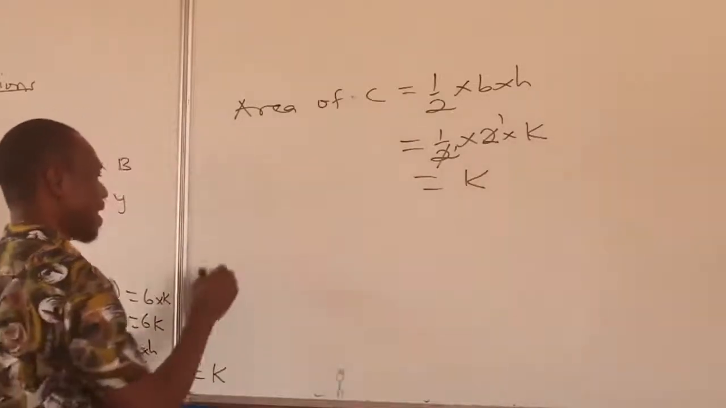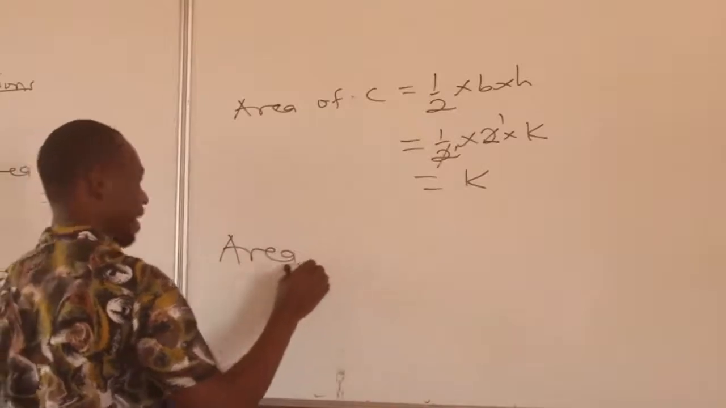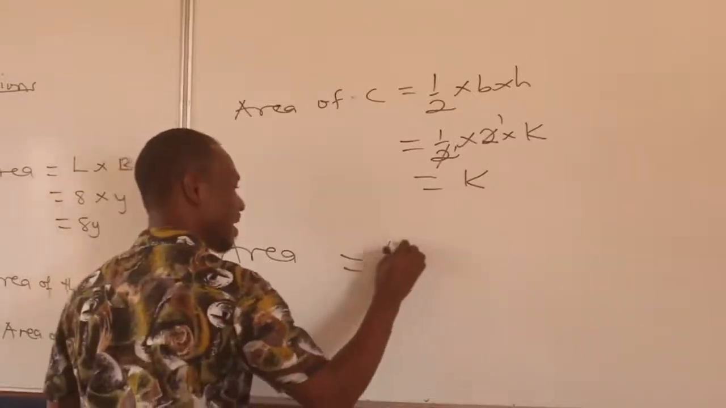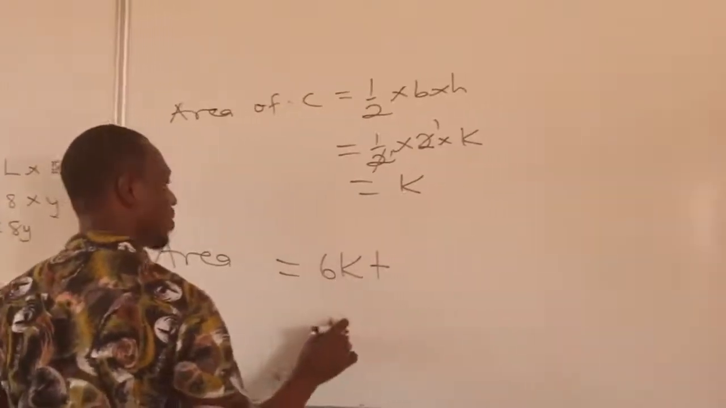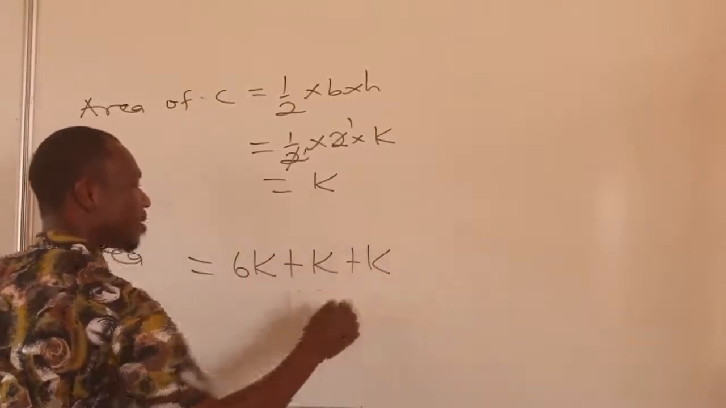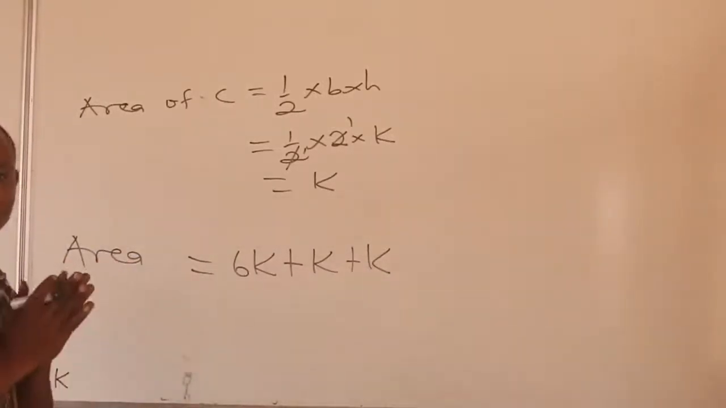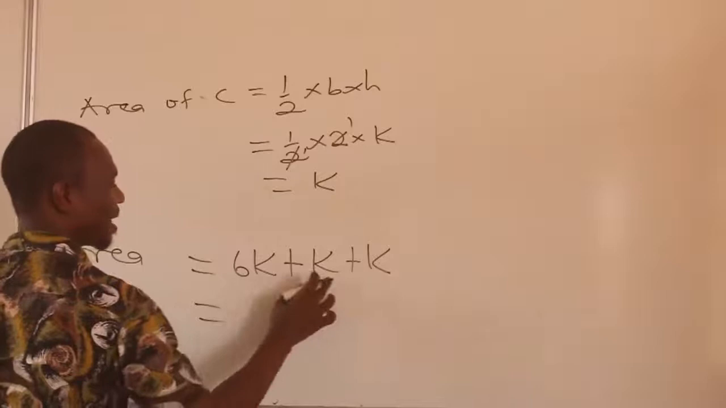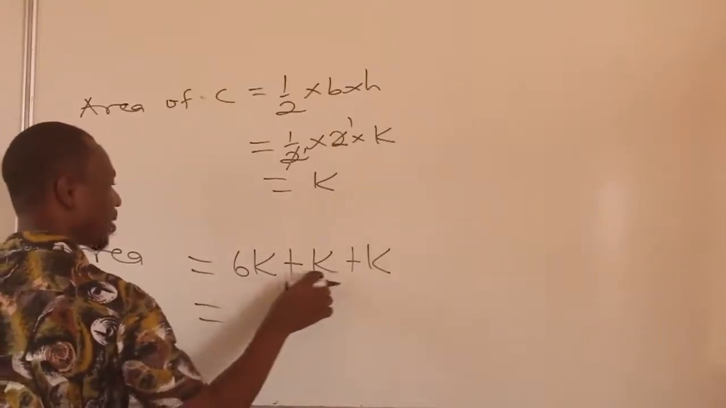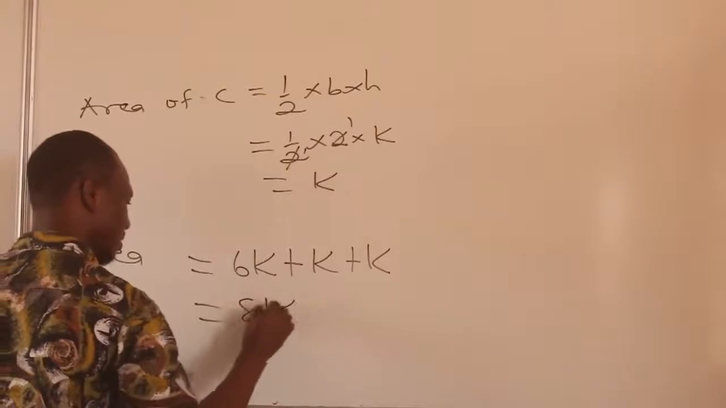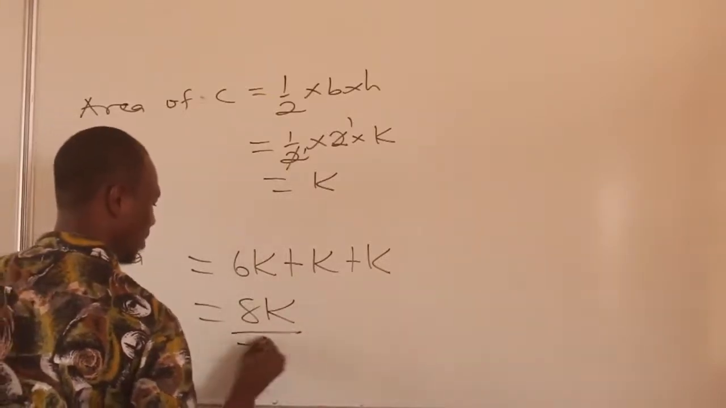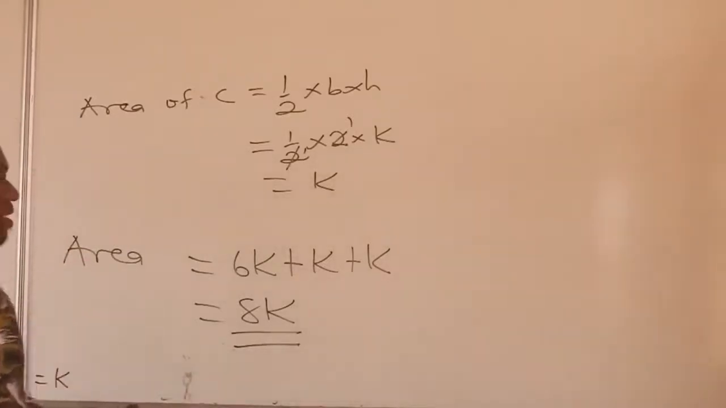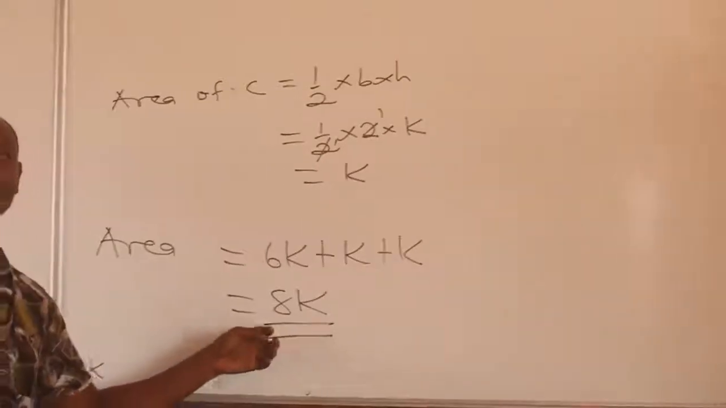Now when we finish, for the total area of the object, you add the first one, which is the area of A, 6K, plus the area of B, which is K, plus C, which is K. Please note that the shapes were together, so when you finish finding their areas, you put them together so that it becomes algebraic. And 6K plus K plus K will be 8K. This is the final answer for the algebraic expression for the area of the second example, which is the trapezium. I hope we understand it.